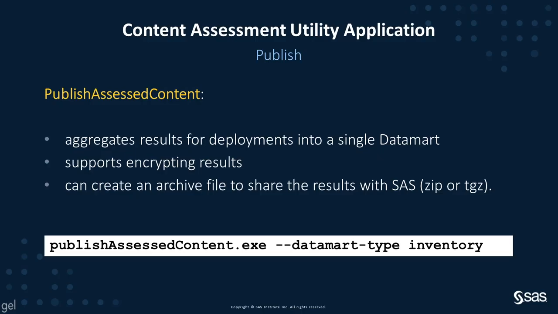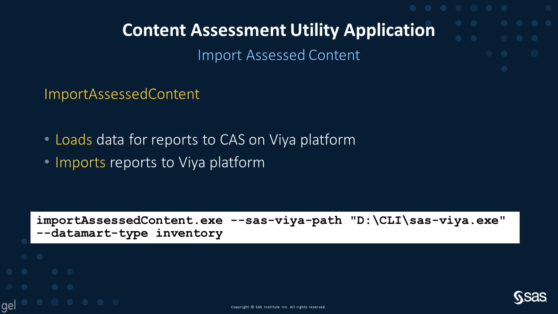Before we get into the assessment applications, let's look at two of the utility applications. Firstly, Publish Assessed Content. Publish Assessed Content basically prepares the data for reporting. It aggregates the results for each execution of Content Assessment into a single data mart. It supports encrypting those results, and you can create an archive file to share the results with SAS. Import Assessed Content is something you would run after you've run a Content Assessment tool and then done the Publish Assessed Content. Import Assessed Content will load the data from the data mart into CAS on the Viya platform and import the reports to the Viya platform so that you can access them in Viya.